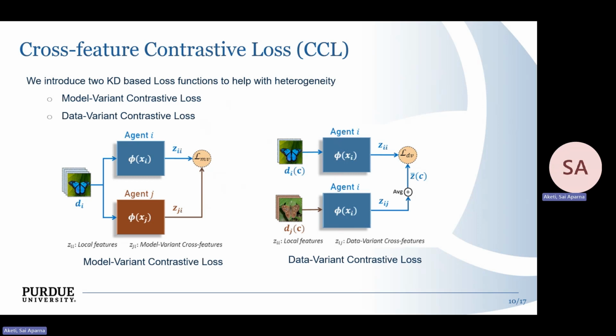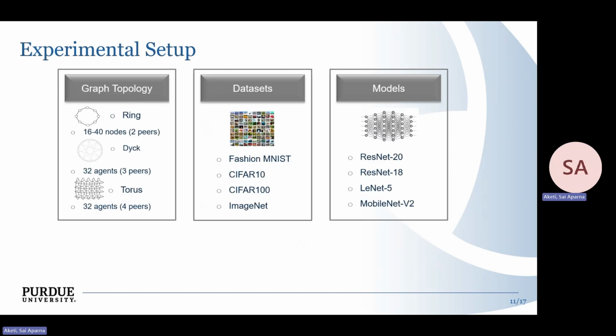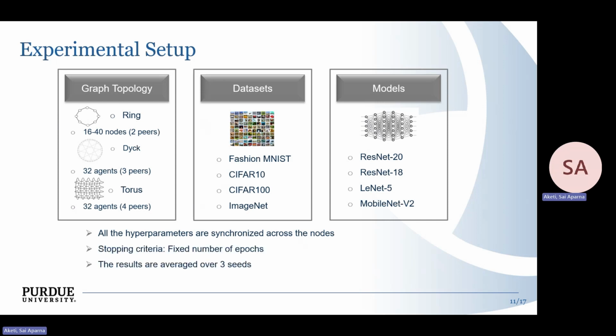Adding these two loss functions on top of cross entropy loss helps us improve the performance of decentralized learning on heterogeneous data. Moving on to the experimental setup, we conduct experiments on various graph topologies, datasets, and model architectures. All the hyperparameters are synchronized across the nodes. The stopping criteria is a fixed number of epochs. The results are averaged over 3 random seeds.